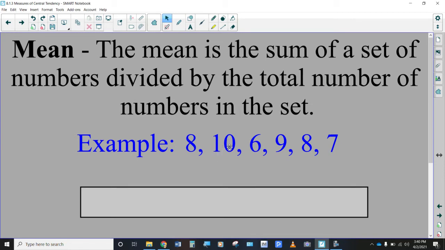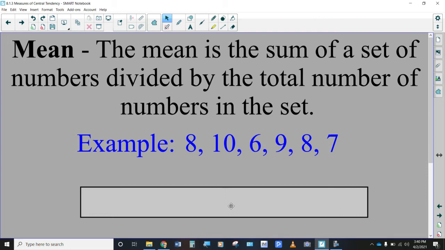I wouldn't want to choose the 10 because that was the highest score and only one person got it. I wouldn't want to choose the 6, that's the lowest score, which only one person got. So, what number best represents this collective group and their understanding of the concepts? The mean is the sum of the set of numbers divided by the total number of numbers within this set. So what we need to do is take all of these scores, and it doesn't matter if they're put in order from least to greatest when you're finding the mean, but you do have to add them together. So go ahead and add up all those numbers and see what you get.